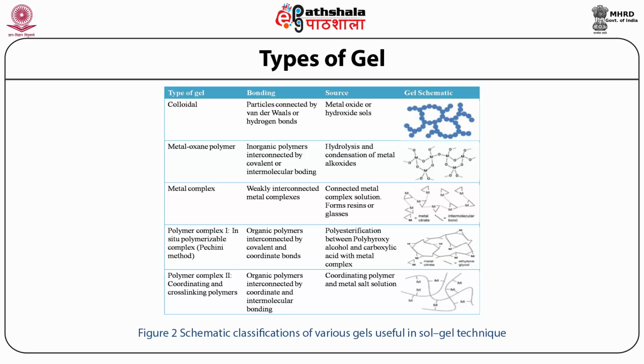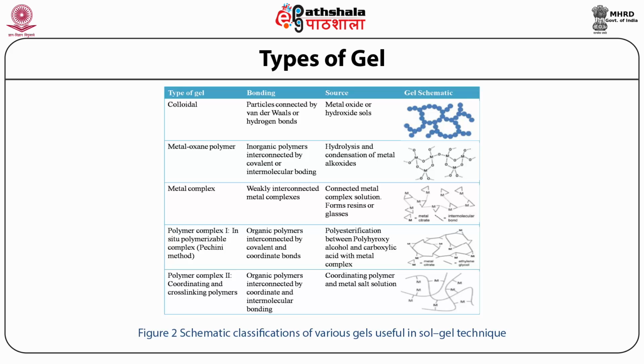For the metal complex, they are weakly interconnected metal complexes. The source is the connected metal complex solution. It forms resins or glasses and can be seen in the figure. Then the polymer complex 1 is the type of gel where an in situ polymerizable complex is formed. This is also known as the Pechini method.